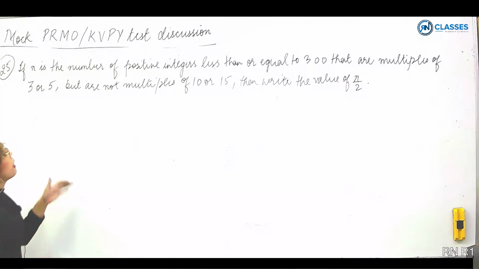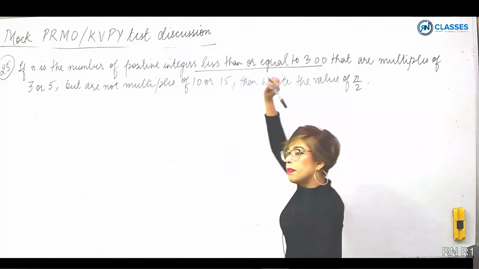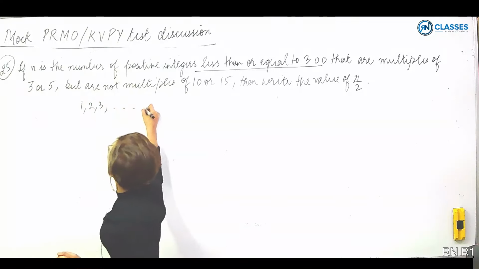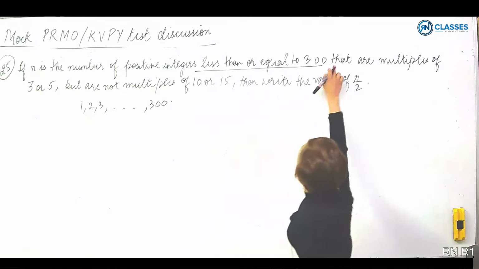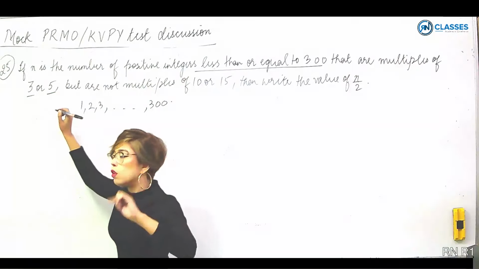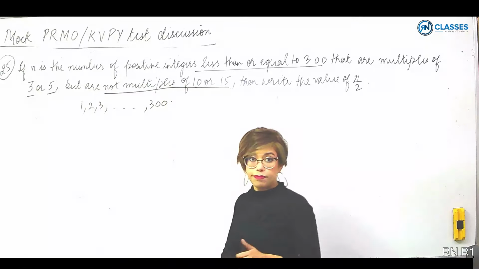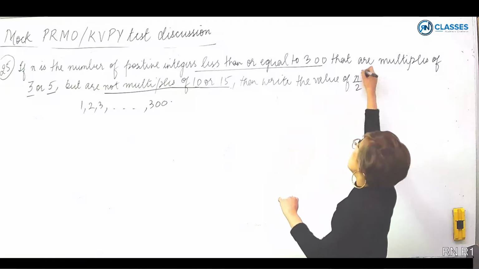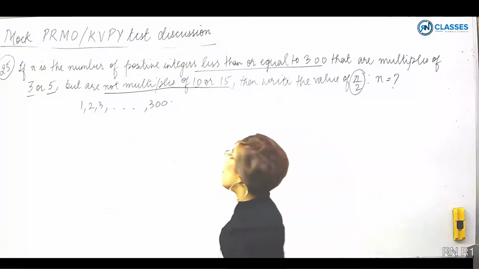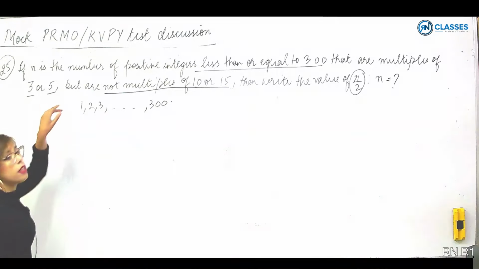Now, next one. If n is the number of positive integers less than or equal to 300, that means I need to consider integers like 1, 2, 3, and so on till 300, that are multiples of 3 or 5, but are not multiples of 10 or 15. Then write the value of n by 2. So basically, I need to find the value of n.